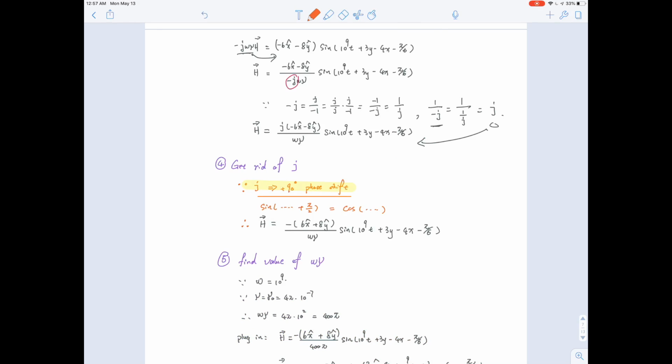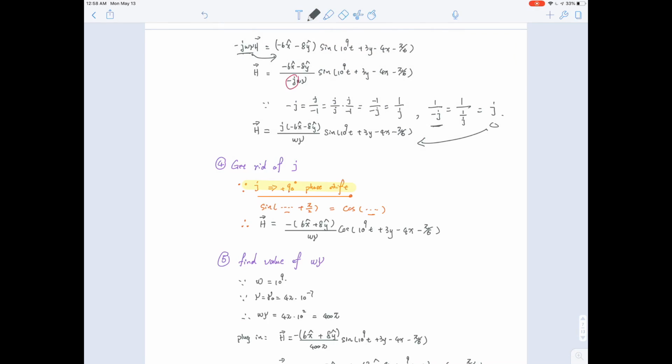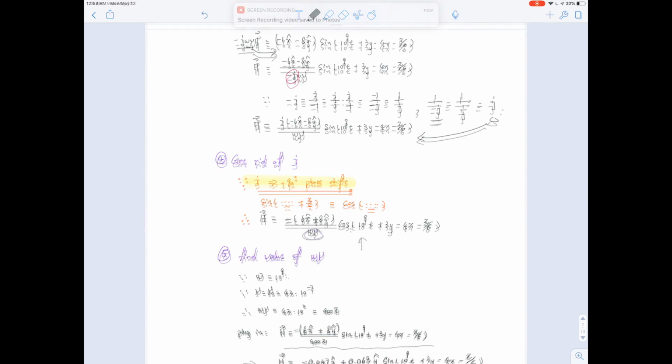Now we need to get rid of the j, and we can do this by realizing j is a positive 90-degree phase shift. If we have a sine term, sine of whatever, plus a 90-degree phase shift, we're going to get a cosine of the same term. So in here, the sine term returns into a cosine term, and I just take out the negative sign inside the parentheses, so we have positive here and then negative here.